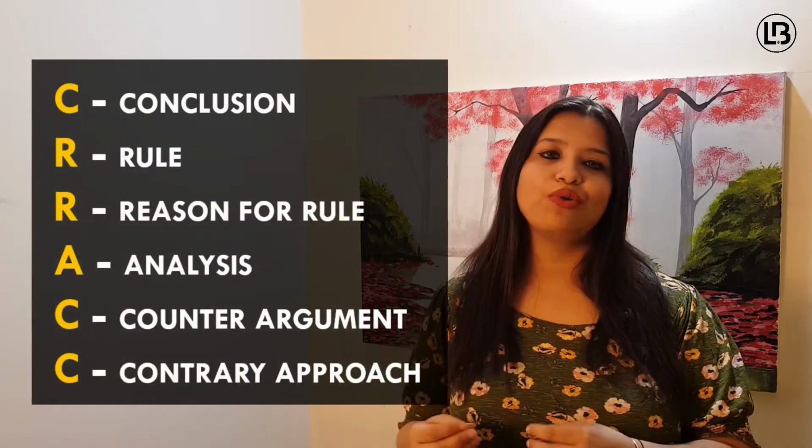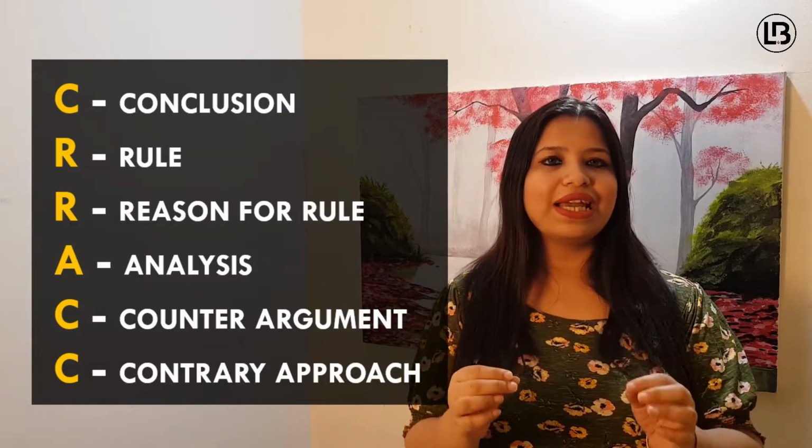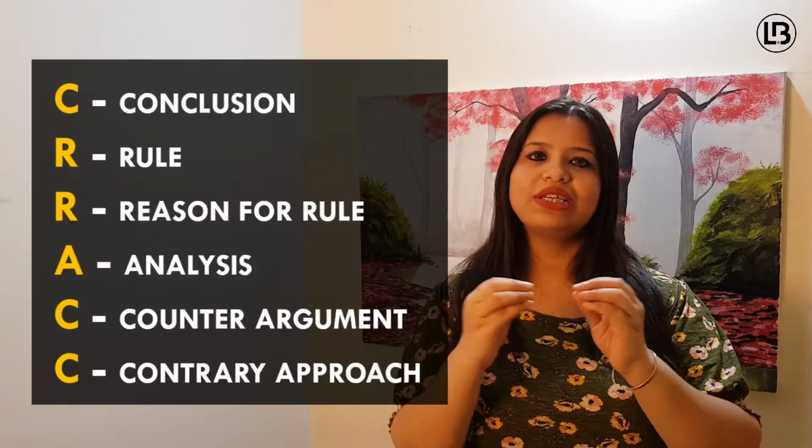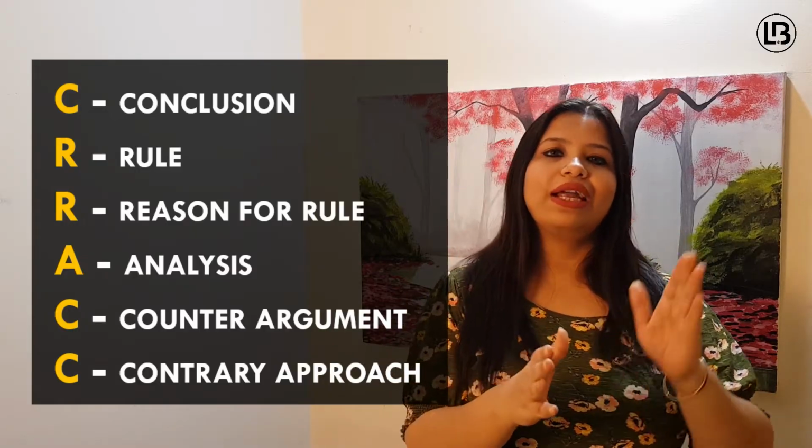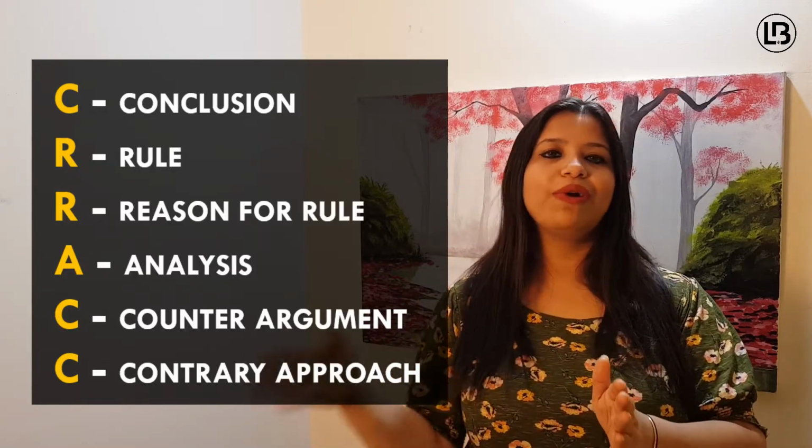Another version or another modification of this traditional IRAC approach is also the CRRACC approach. Now in this, the first C stands for conclusion. This is your bare bones conclusion. You're simply going to state that did A trespass B's property or not.